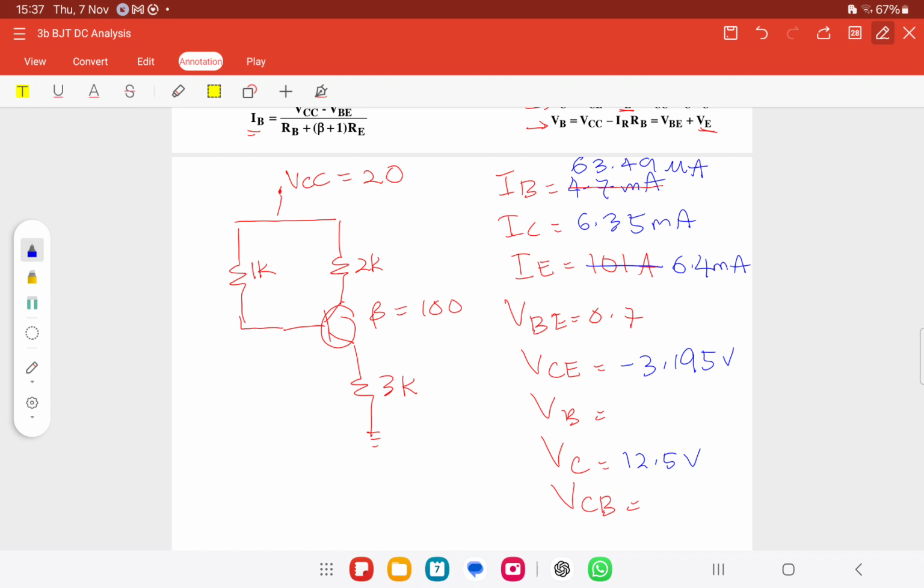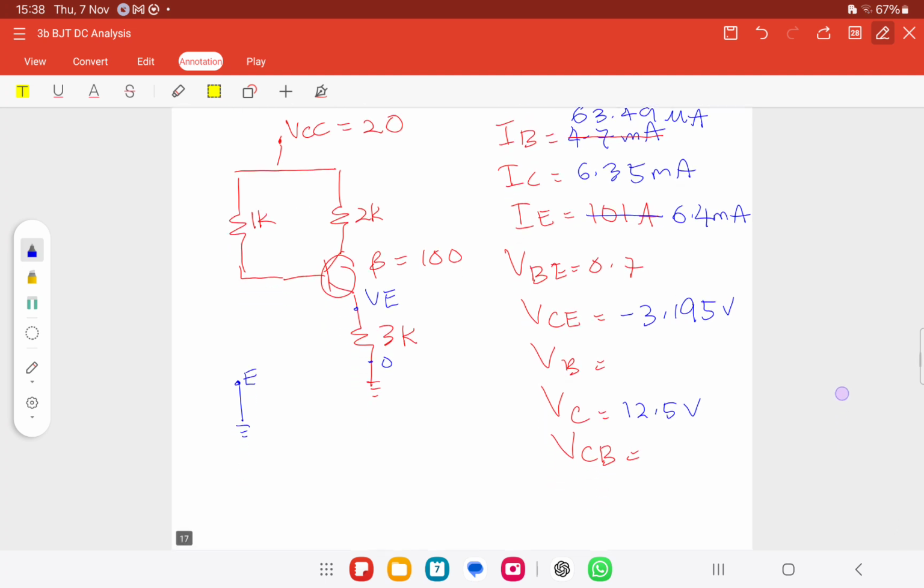VE bukan kosong. Because VE dekat sini. VE kat situ. Sini yang kosong. Kalau tadi VE ni E, dia terus pergi ke ground. Yang tadi, this one sebab dia ada 3K resistor. So VE is not 0. Oh, lagi satu tertinggal VE. Okey. VB dengan VCB VE lagi.